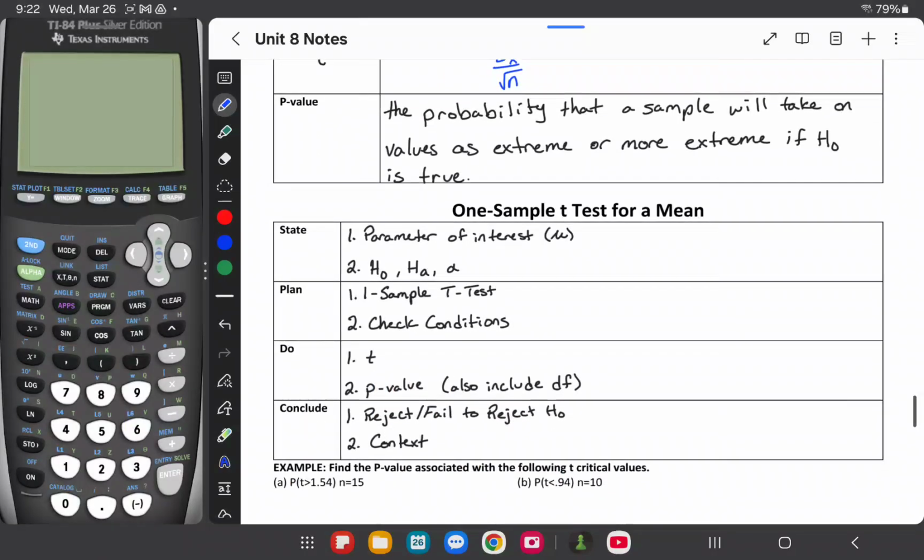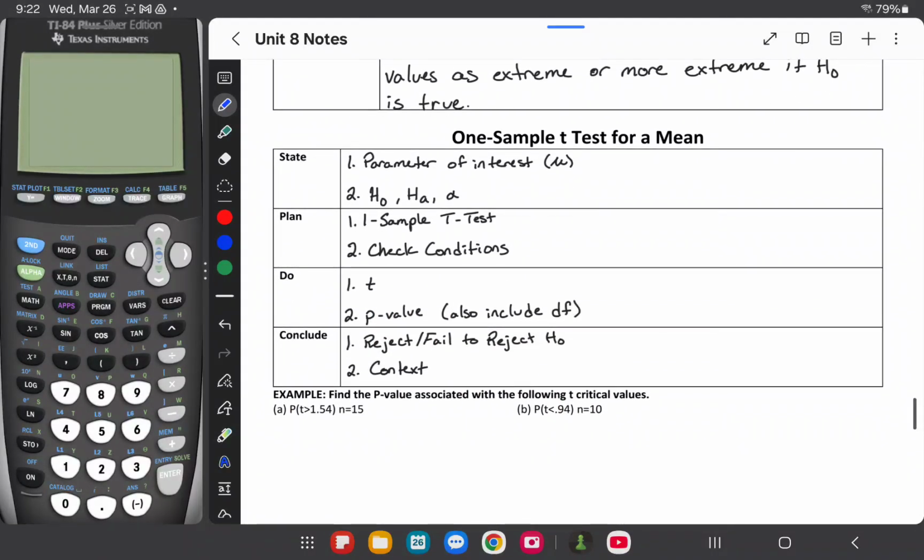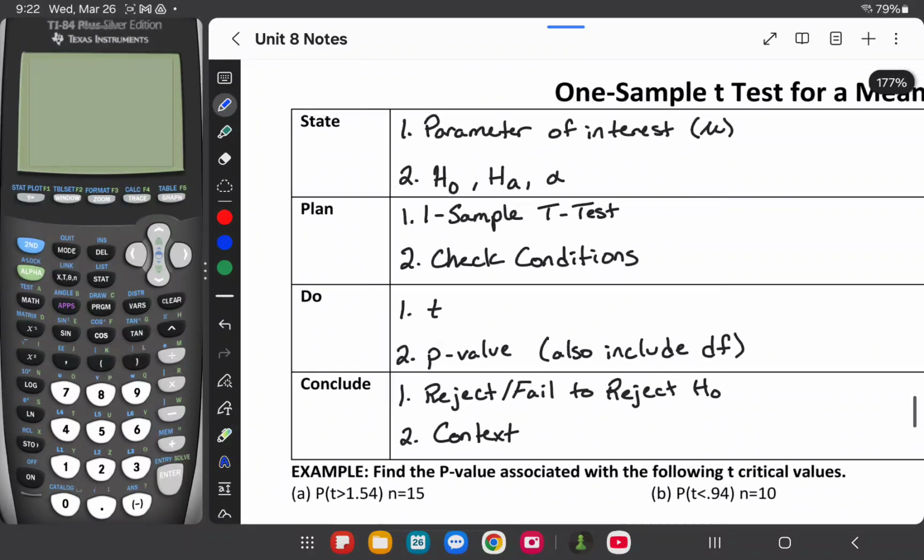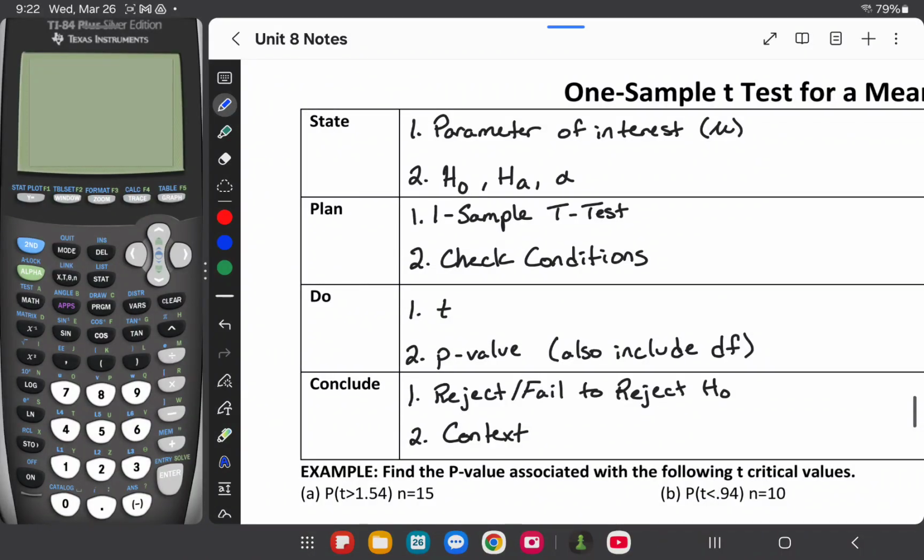Okay, so let's talk about what we're going to need to go through and make sure we understand the four-step process as it relates to a mean. So the first part is our statement. In our statement, we are going to first mention our parameter of interest, which remember in this case is mu. We're also going to mention our hypotheses, our null and alternative, as well as the significance level alpha. Remember that we're going to assume it to be 0.05 unless it tells us otherwise in the context of the problem.